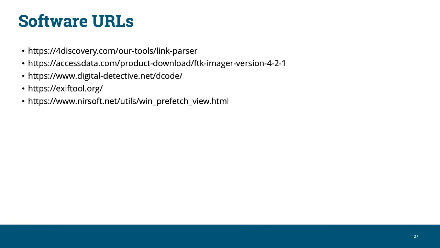We're going to download AccessData's FTK Imager, the latest version. We're going to download decode, which is going to help us when we're decoding some hex values. We're going to download the ExifTool by Phil Harvey so we can view EXIF data in image files, and we're going to download a software tool to view Windows prefetch. So let's get started.